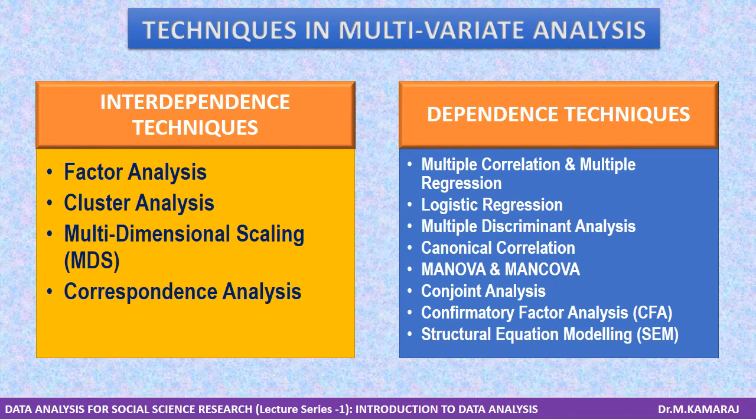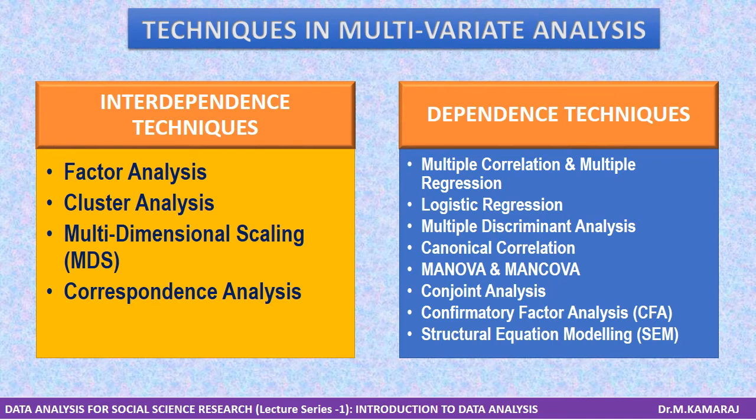Then correspondence analysis. Correspondence analysis produces a 2 or 3 dimensional plot based on relationships among 2 or more categories of data. Then the next major category, dependence technique. In dependence technique, independent variables and one or two dependent variables can be used.